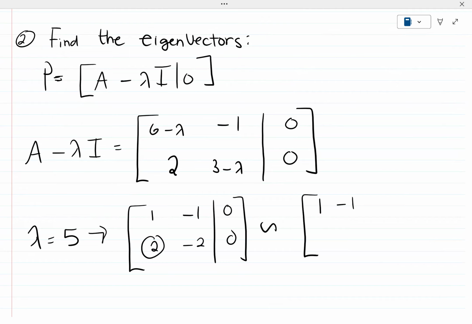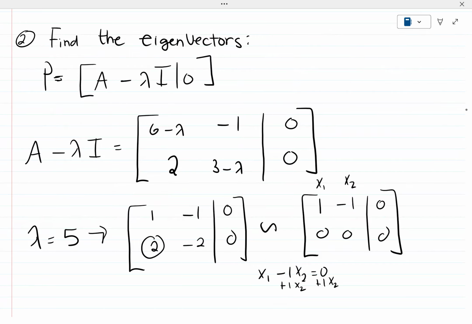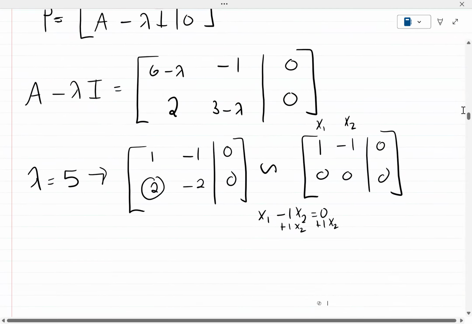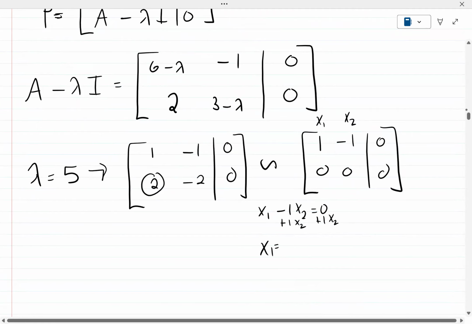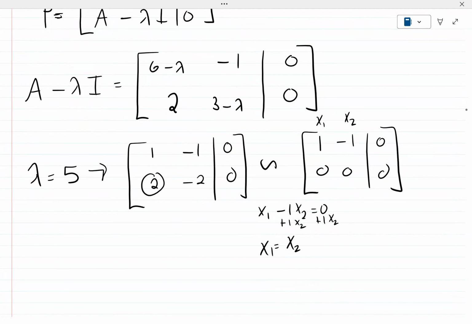1, -1, 0, 0, augmented with 0, 0, right? And this is column x1, this is column x2, right? So this is going to be x1 minus 1 x2 equals 0. So when you solve for x1, you're going to add 1 x2. So you get x1 equals x2. We also know x2 equals x2. So that gives you 1 and 1.